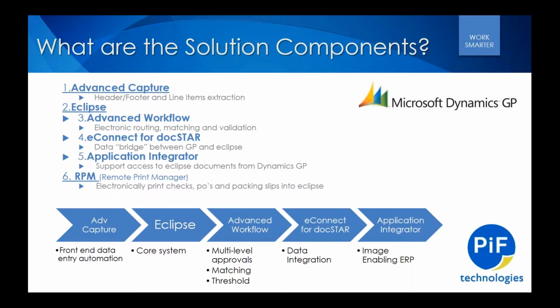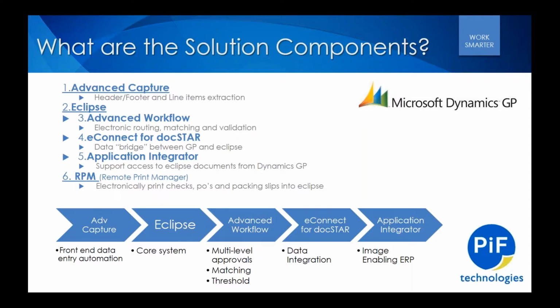The data that gets pushed into GP in this particular case will be done through an eConnect interface, which is a native GP integration tool. And then there's the ability to embed buttons within the GP interface. So literally on the interface in GP, you're going to see a Docstar button, and we can make it say any word you want. Ours says Docstar retrieve, but again, we can make that button say whatever you'd like. So that's our application integrator.